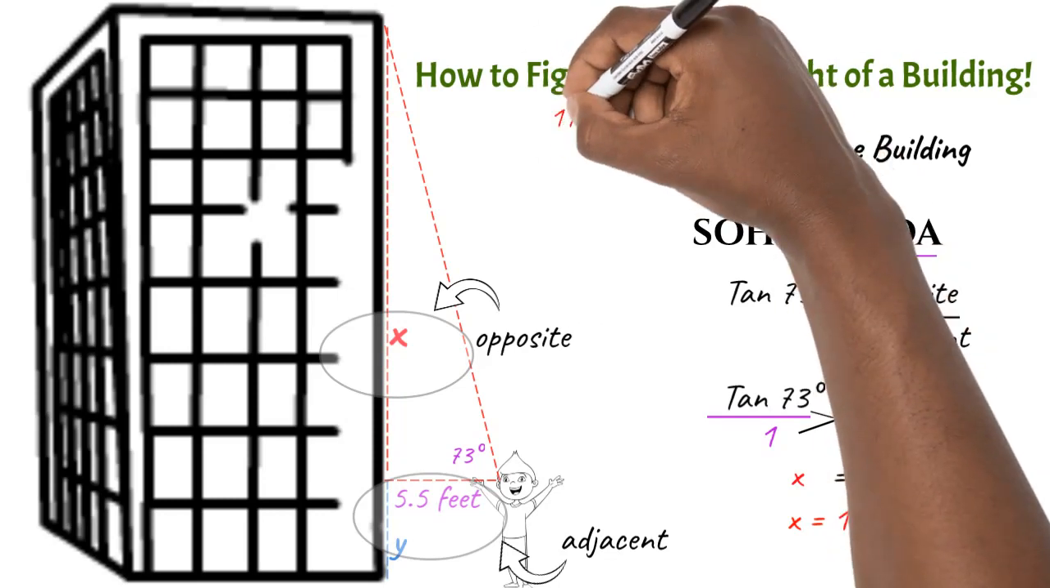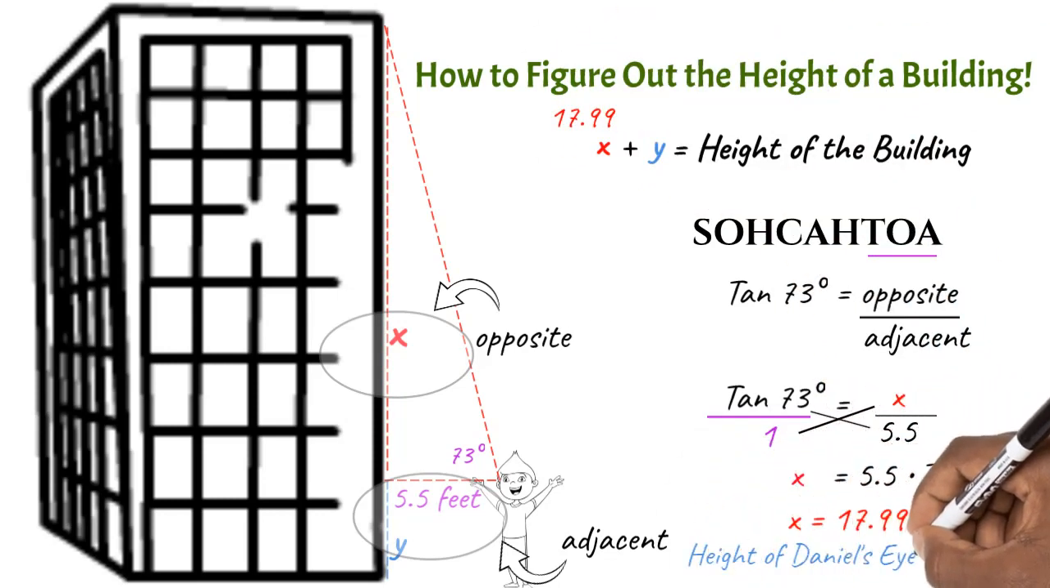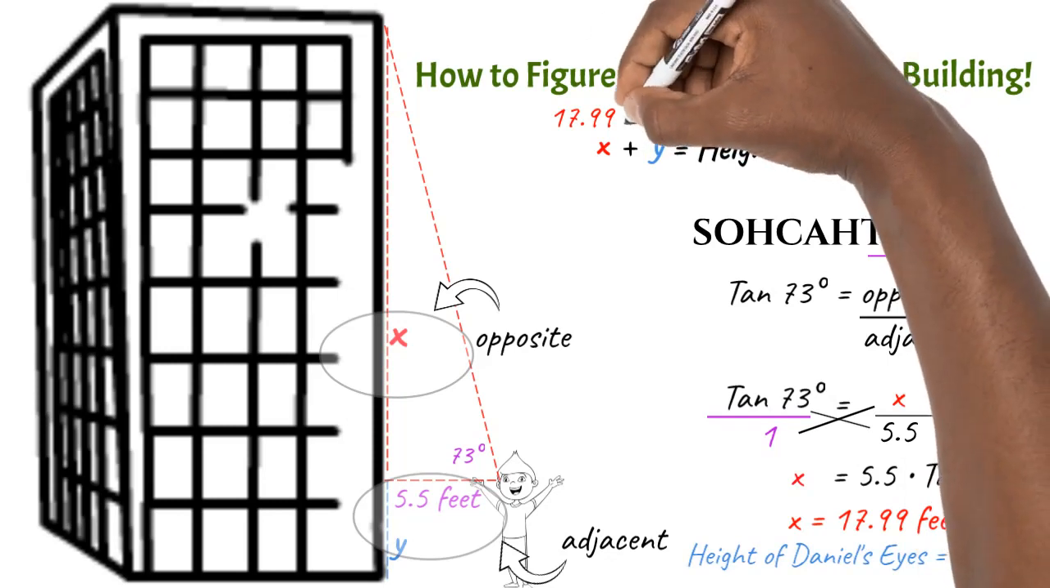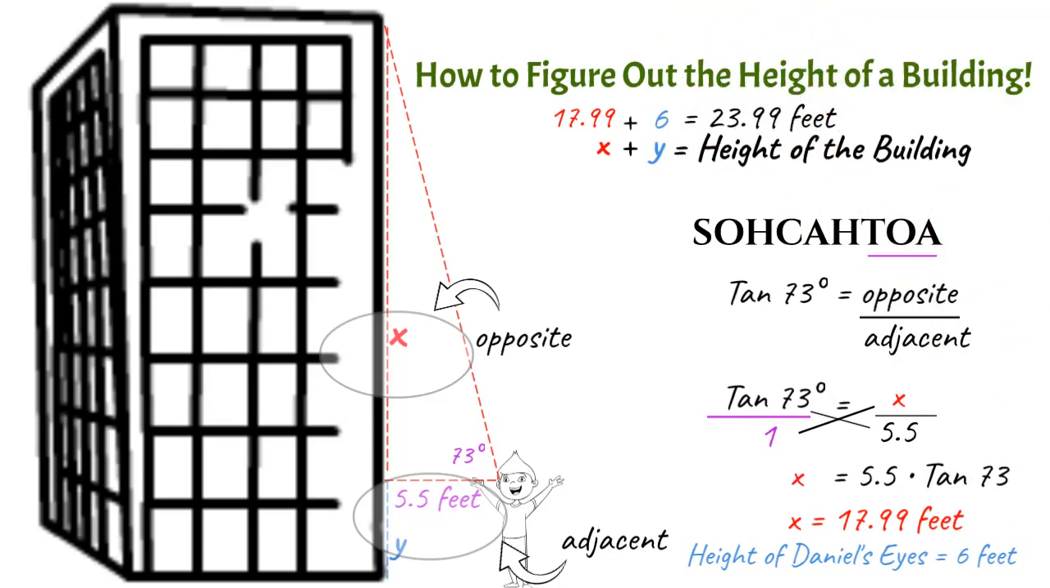That is a big part of the height of the building, but Daniel cannot forget to add his height, or rather, the height of his eyes. 17.99 plus 6 is equal to 23.99 feet.